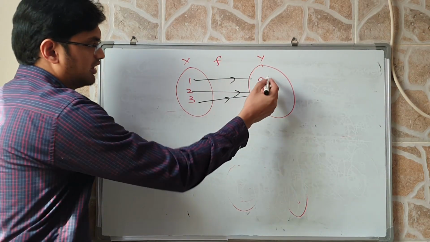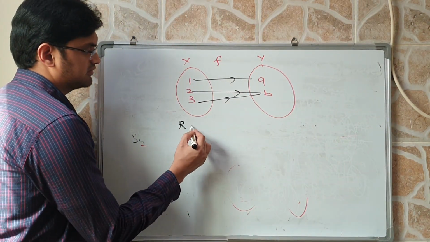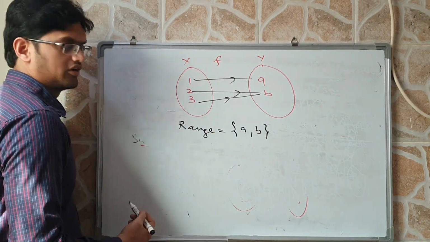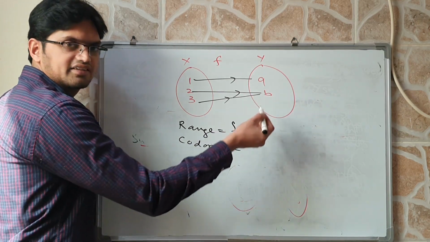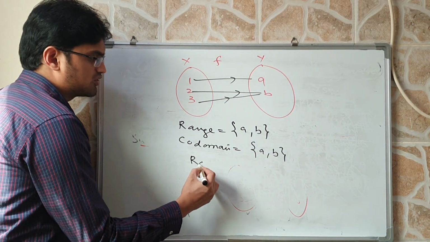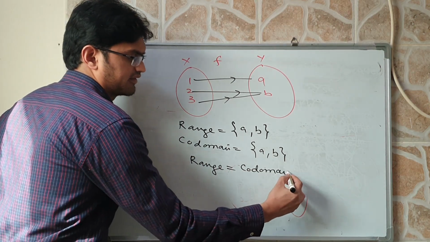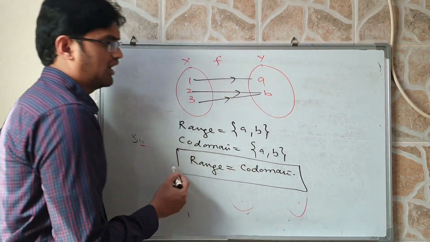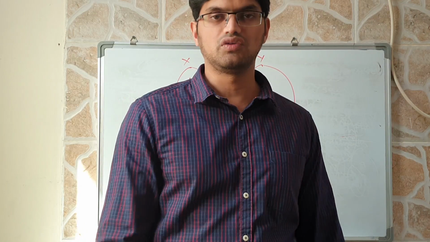So for example, another condition of onto is, what is the range of this function? It is {A, B}. What is codomain of this function? Codomain is the second set which is also {A, B}. So range should be equal to codomain. So what is the difference? What will happen? Range and codomain will be same in onto function.